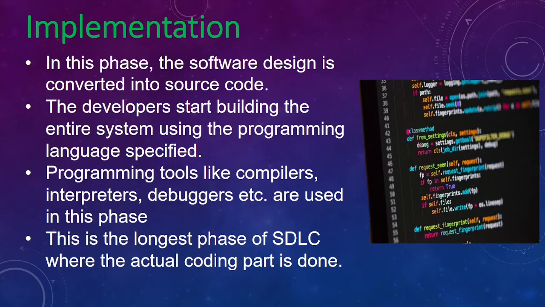The next phase is the implementation phase. In this phase, the software design is converted into source code. The developers start building the entire system using the programming language specified. It can be Python, C++, or whatever language is specified. So in this phase, the actual coding part is done and programmers use all sorts of programming tools like compilers, interpreters, debuggers, etc.